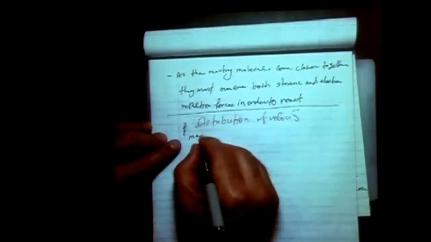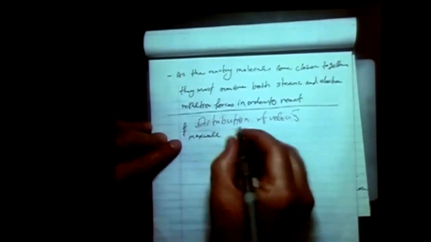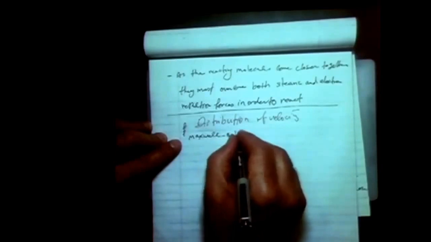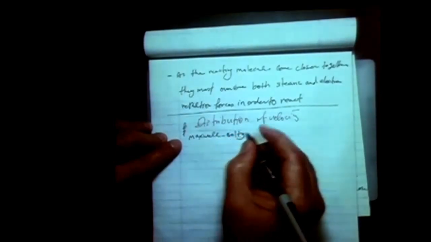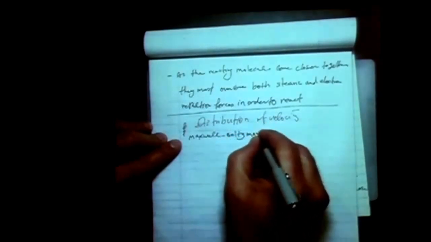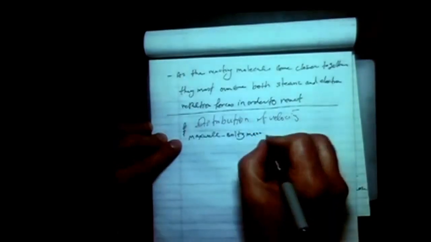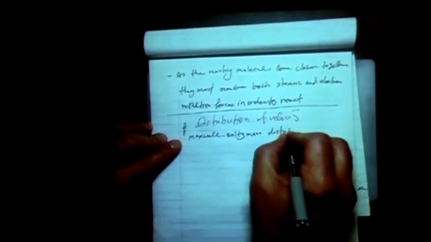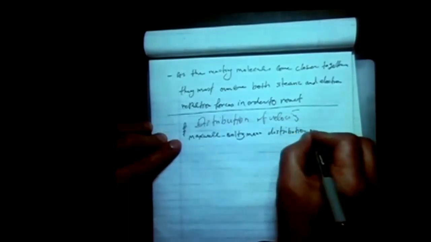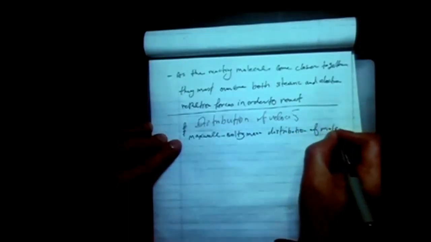We call it the Maxwell-Boltzmann distribution of molecules, again the names of two scientists. So what does it say?